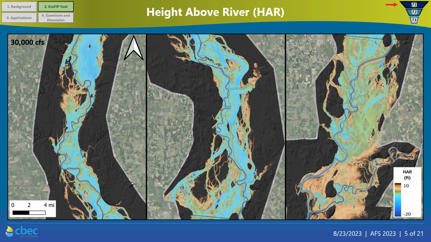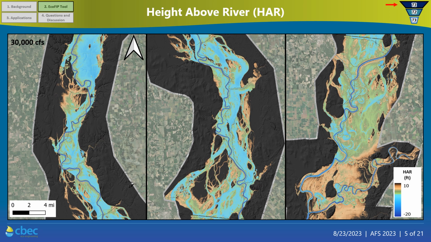From that, and in conjunction with the digital elevation model that we have, we can produce our height above river maps. So this is showing at a given flow, which in this case is 30,000 CFS on the Wabash River along the Indiana-Illinois border, how high is the land above the water surface elevation at this particular flow. And so areas in blue are showing those that are below the 30,000 CFS water level.